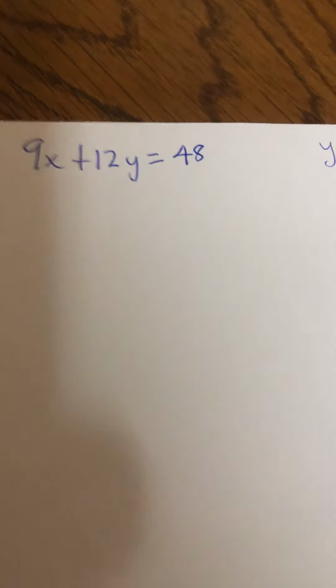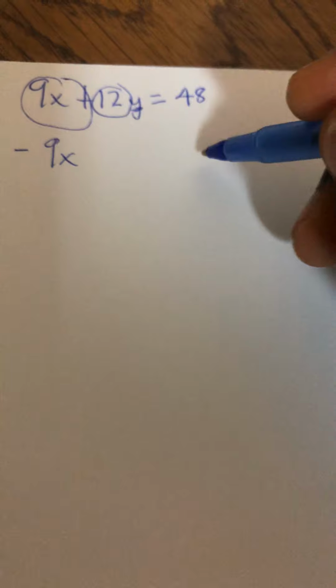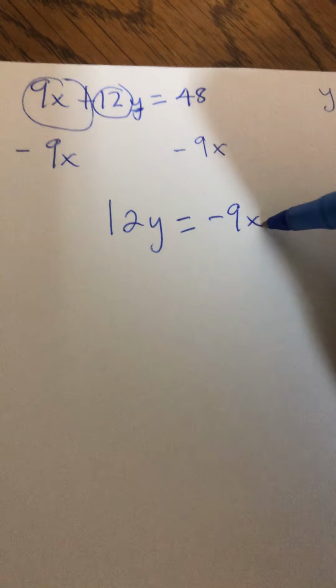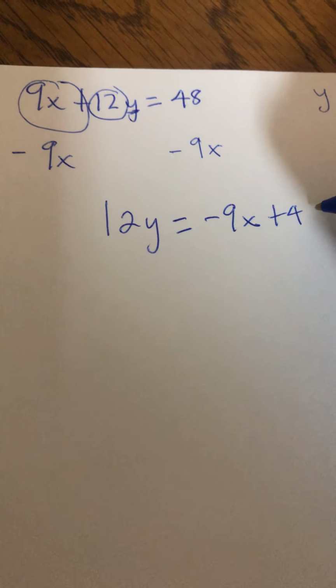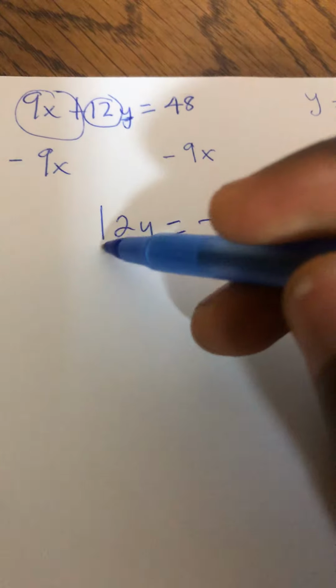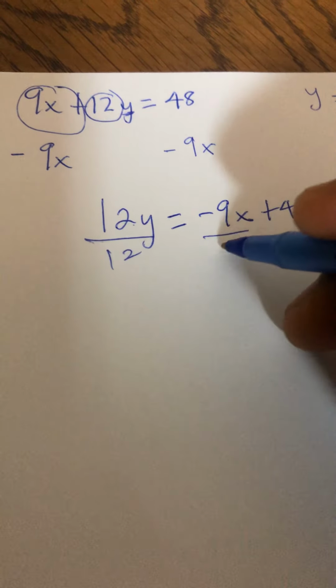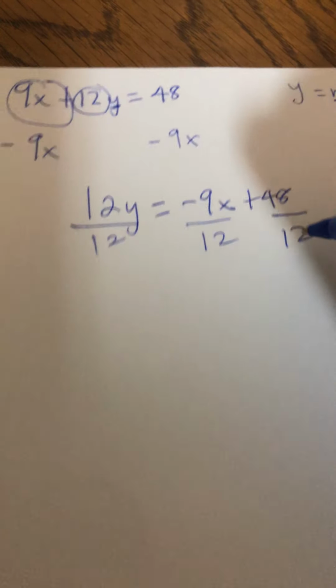For me to get this into slope-intercept form, I need to get the y alone on the left side of my equation. So I need to move this 12 and this 9x. I'm going to start with the 9x. It's a positive 9x, so to move it, I'm going to subtract 9x, which gives me 12y equals negative 9x plus 48. And then the last thing I'm going to do is divide by 12, because this is 12 times y. To get rid of it, I need to divide by 12.